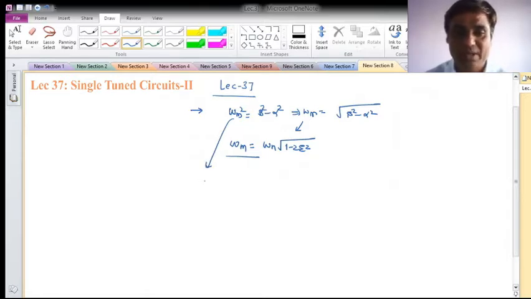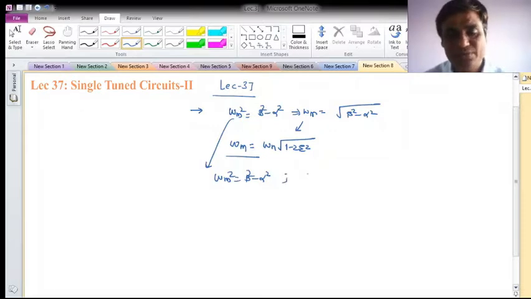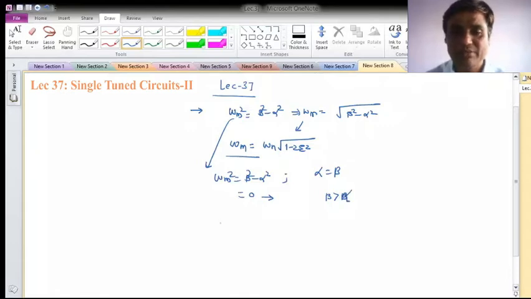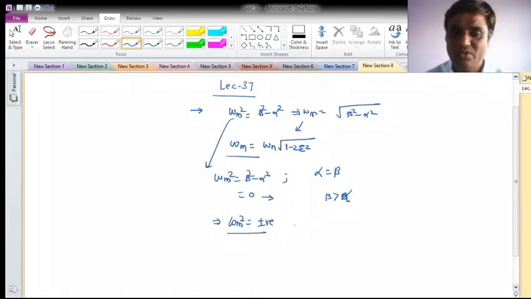Since omega m square is beta square minus alpha square, what will happen if alpha is equal to beta? Omega m square will be equal to 0, which means the peaking will be at omega equal to 0. There is no peaking at one particular frequency, but the maximum is at omega equal to 0. And when beta is greater than alpha, I definitely get some positive frequency for the maximum, so this is valid.